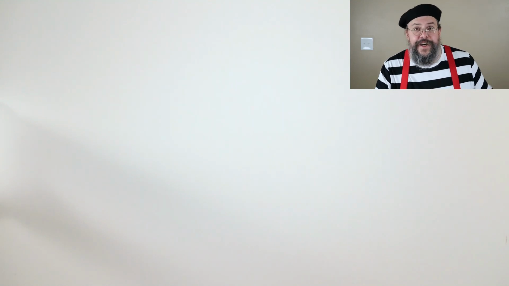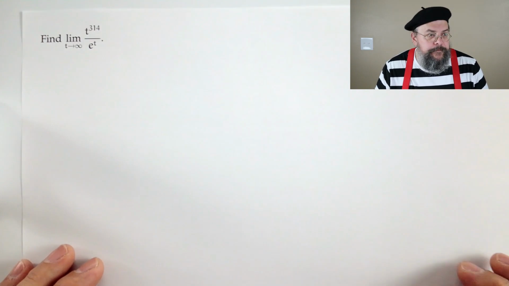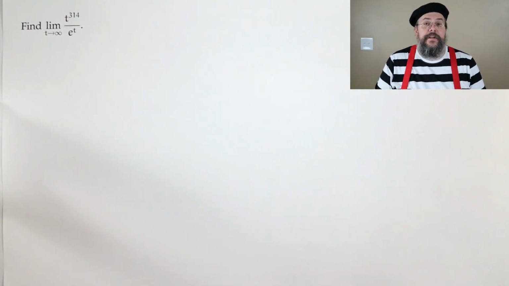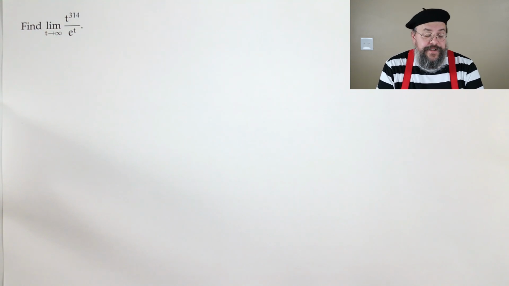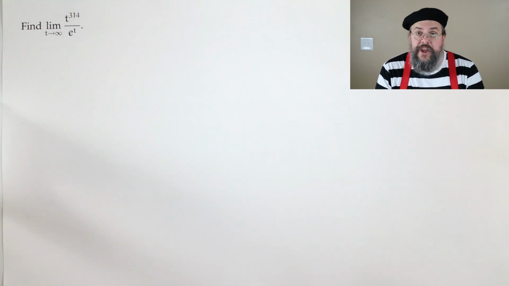All right. Well, let's try another problem. Okay. Find the limit as t goes to infinity. Ooh, a little different. Now it's going towards infinity. Of t to the power 314. Divide that by e to the t.